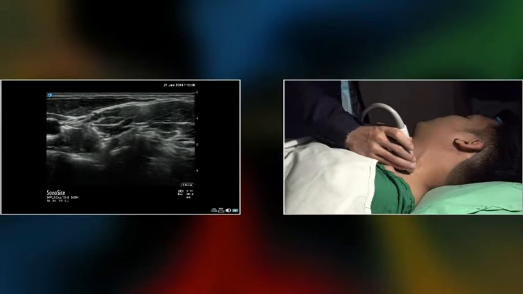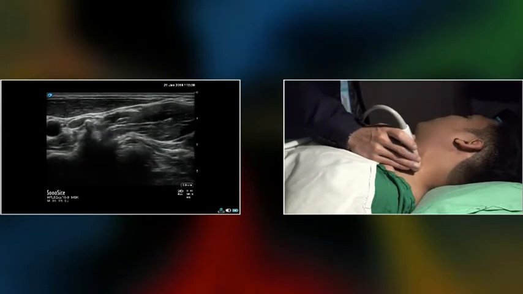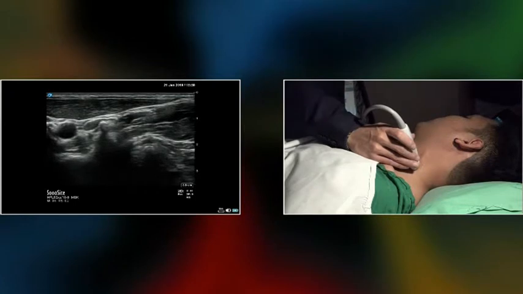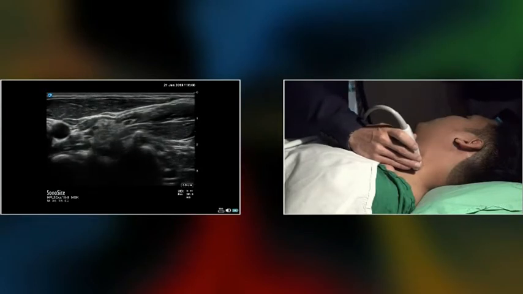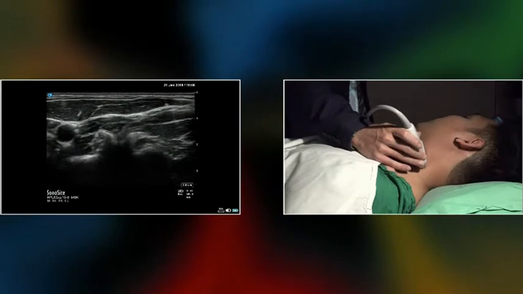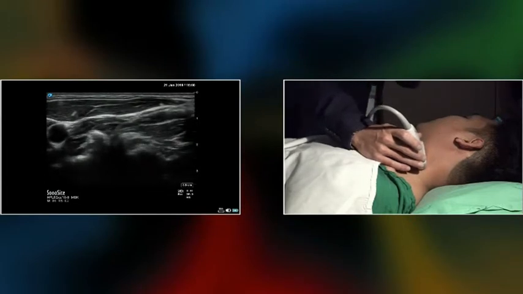Later we move the probe upward, and you can see this one. This is the C6. Why? Because the anterior tubercle is very big, which is called the Chassaignac tubercle in French. I'm not sure whether my pronunciation is correct or not. Maybe we can ask Professor Philippe. Chassaignac.